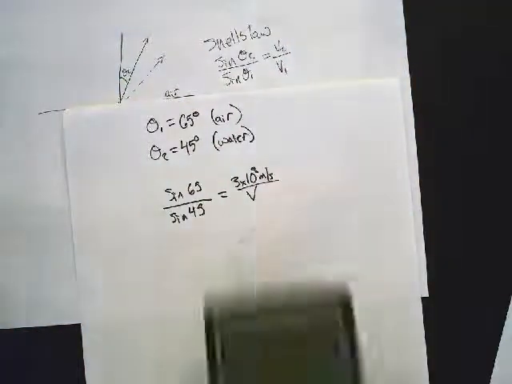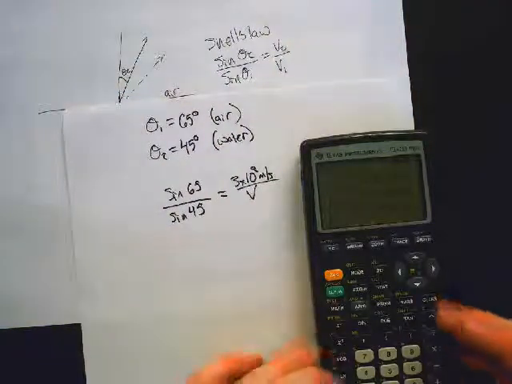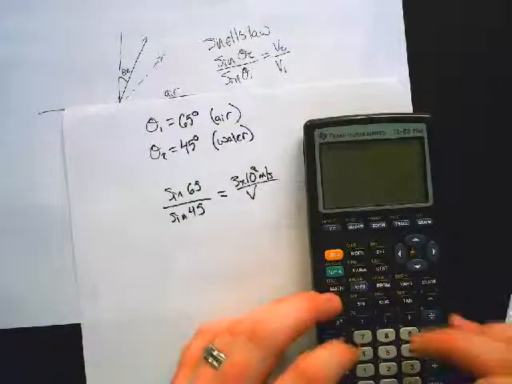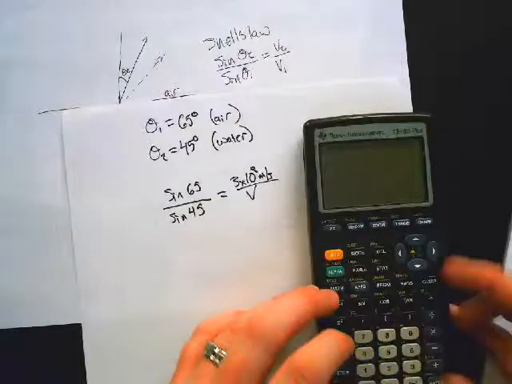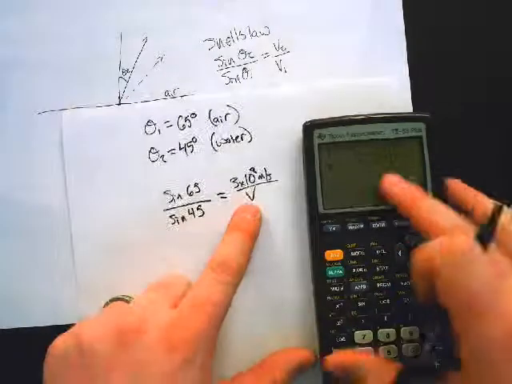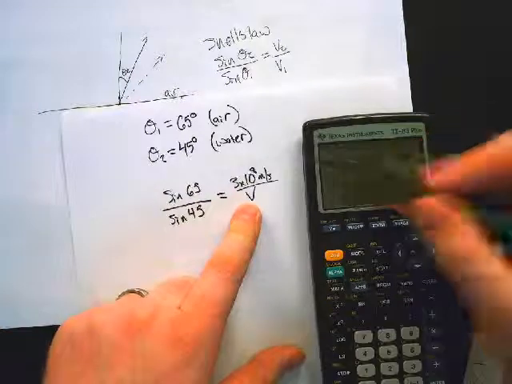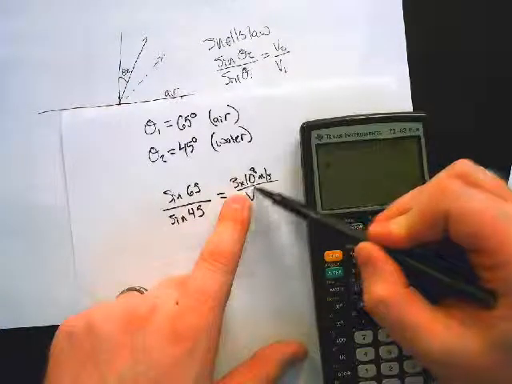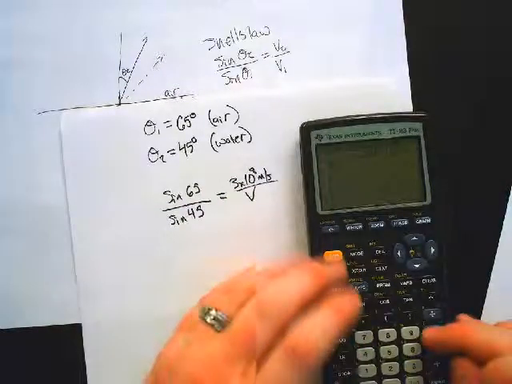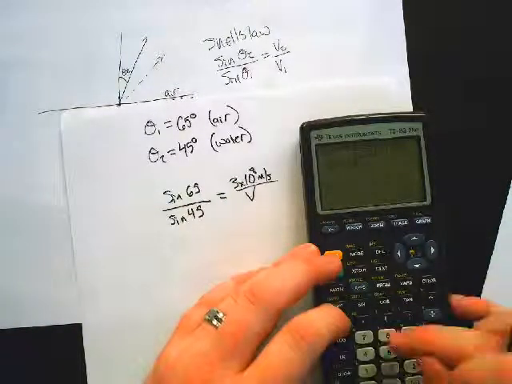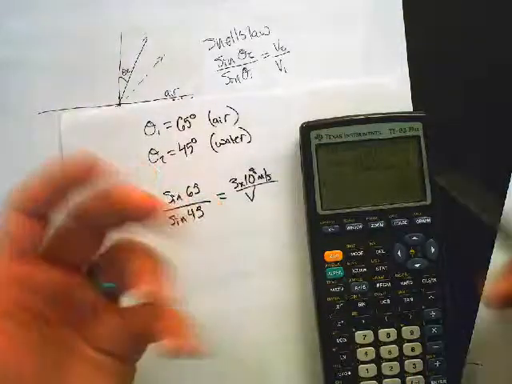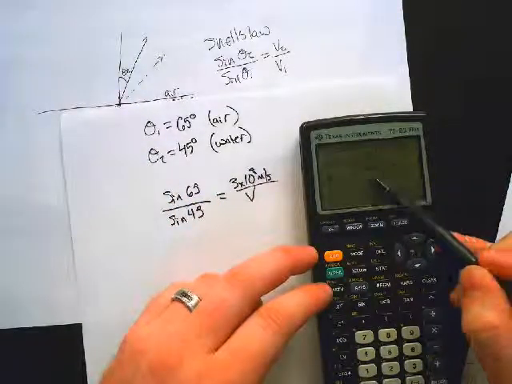Okay, so I'm just going to go ahead and solve this. So sine of 65 divided by sine of 45, making sure that I'm in the right mode. I'm good. I get 1.28. I can then divide 3 times 10 to the 8th meters per second by that value and wind up with V. So 3 times 10 to the 8th divided by that, I get 2.3 times 10 to the 8th meters per second.